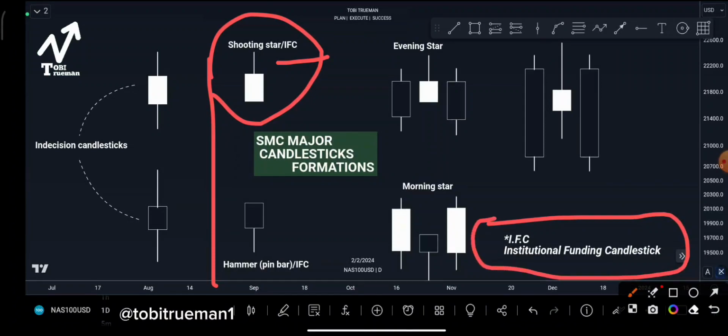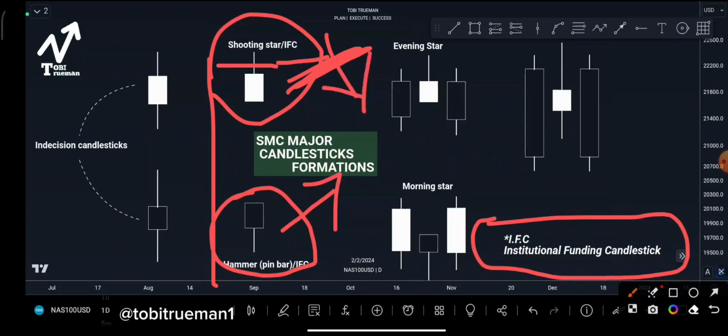Because with that, when you have it at a particular point of interest, that's POI, after marking out your structure, and this type of candlestick appears, probably when it has taken liquidity, any entry you take there will give you high probability of playing out. You see, shooting star, and then this one is called hammer or pin bar, is also IFC. This one usually comes when you want to buy in a bullish trend. This one usually comes for a bearish trend.